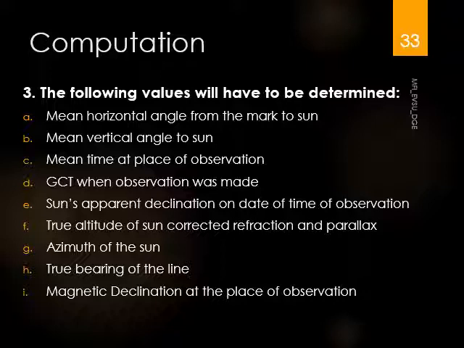We have the sun's apparent declination, the date and time of observation, so makikita natin sa almanac, the true altitude of the sun, ang corrected na kay refraction, corrected na kay index error, and so on. We have the azimuth of the sun. If makukuha na natin si A, B, C, D, E, and F, now we can compute the azimuth of the sun. And in such a way, we can compute also the true bearing of the line.